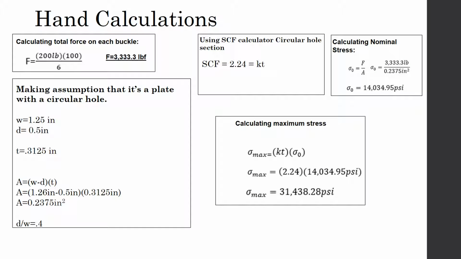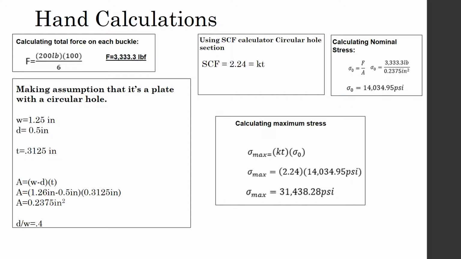These are our hand calculations right here. First, we had to calculate the force on each buckle, which was given that a 200-pound man subject to 100 Gs, and the force is dissipated evenly into the 6 belt buckles, giving us a force of 3,333.3 pounds force. We also, to do the SCF calculations, make an assumption, split it up into 2 parts.